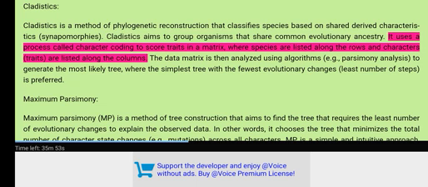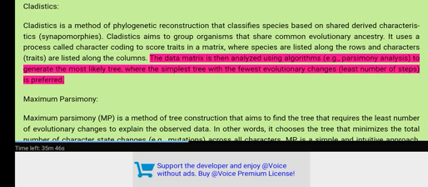It uses a process called character coding to score traits in a matrix, where species are listed along the rows and characters' traits are listed along the columns. The data matrix is then analyzed using algorithms, e.g., parsimony analysis, to generate the most likely tree, where the simplest tree with the fewest evolutionary changes, least number of steps, is preferred.